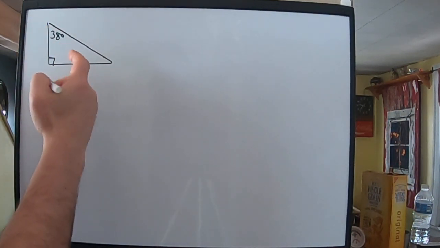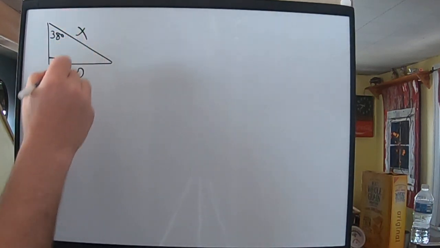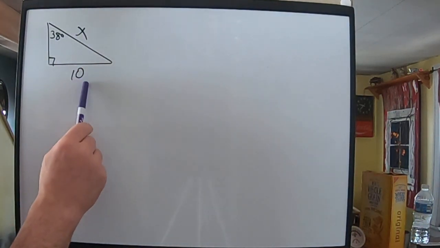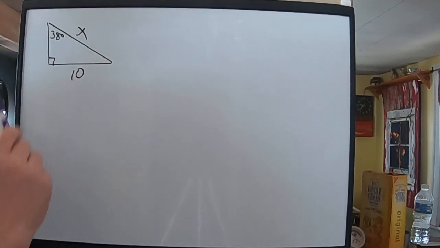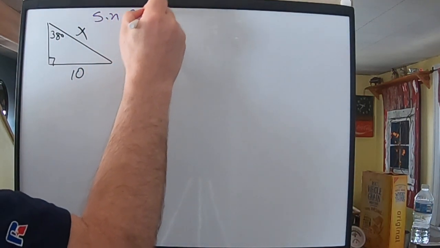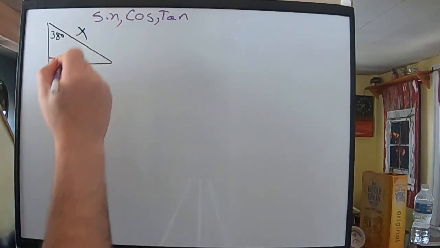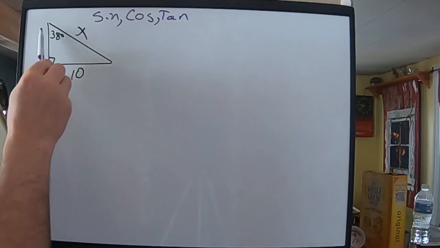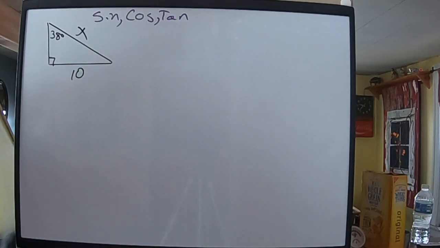The side here is 10, and this side is the one we're looking for. And we're trying to solve for that side. Well, if I'm trying to solve for this side, and I'm given this side across from my theta, sine, cosine, and tangent, these are the ones that you're going to want to work with when you're trying to solve for a side. And if you're looking at these, which of these uses opposite and hypotenuse?